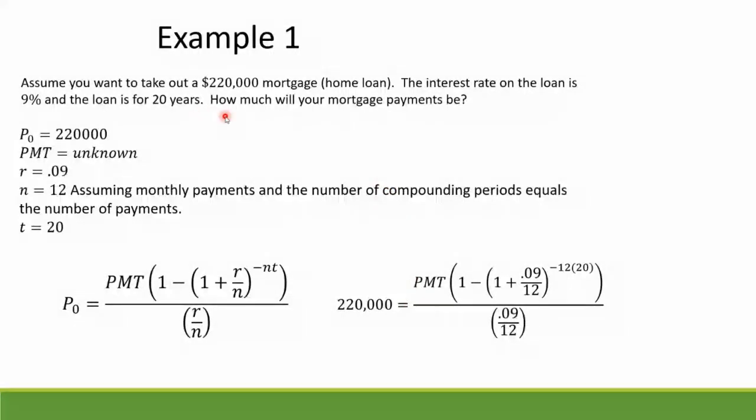Let's suppose you want to take out a $220,000 mortgage on a house. Whoever is going to lend you the money, the loan company or the bank, tells you the interest on that loan is 9%, and the loan is going to last 20 years. The question is, how much will your mortgage payments be? Those are the payments you make to pay off the loan.